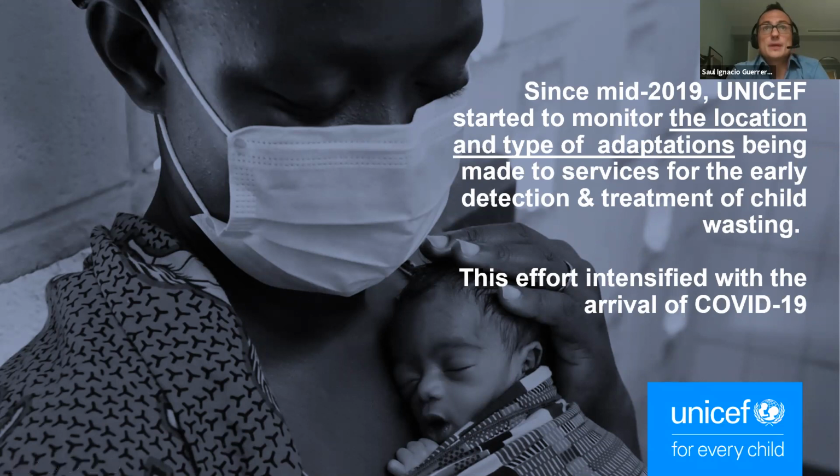So prior to the pandemic, UNICEF had already started to monitor the location and type of adaptations that were being made to services for the early detection and treatment of child wasting. This was largely the result of what we could see happening already, and our desire to make sure that we were in a position to help countries learn from each other. And that the more that some of these programs were adapted, the more that we could generate learning along the way. Now, as the pandemic began and we started to see an acceleration in the adaptations that were happening to early detection and treatment, we really intensified that monitoring effort to make sure that we were really in a position to capture as much as we could. Next.